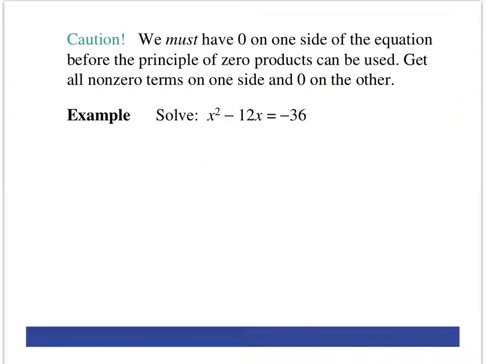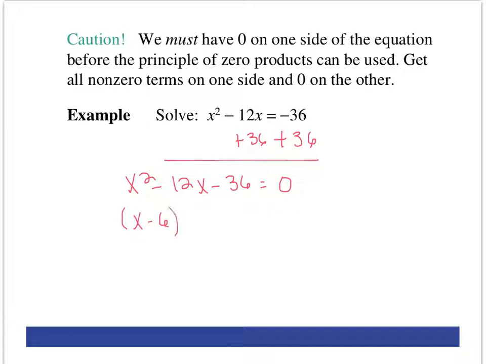Now, every problem, in order to solve by factoring or to solve to get x, has to be set equal to 0. And in order to get it set equal to 0, we have to add 36 to both sides. So now we wind up with x squared minus 12x plus 36 equals 0. I'm going to factor it for you. So we get x minus 6 and x minus 6 equals 0. Since it's the same x minus 6 and x minus 6, you're just going to use it once. So x minus 6 equals 0, so we're going to add 6 to both sides. So x equals 6.